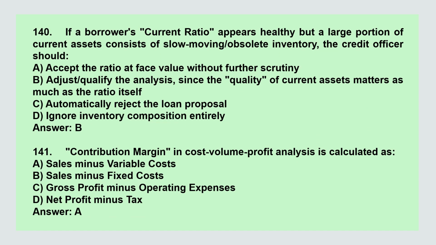If a borrower's current ratio appears healthy but a large portion of current assets consists of slow-moving, obsolete inventory, the credit officer should answer B. Adjust, qualify the analysis, since the quality of current assets matters as much as the ratio itself.